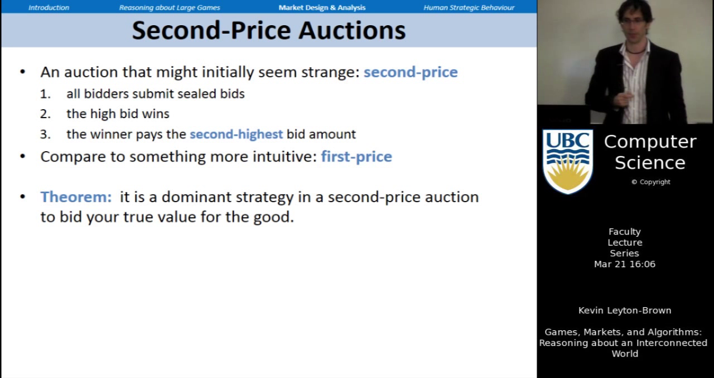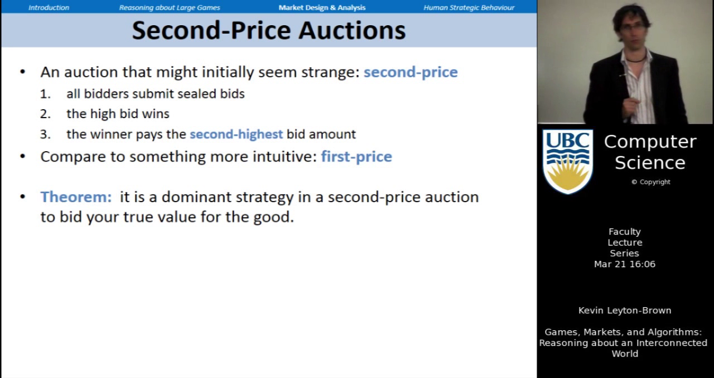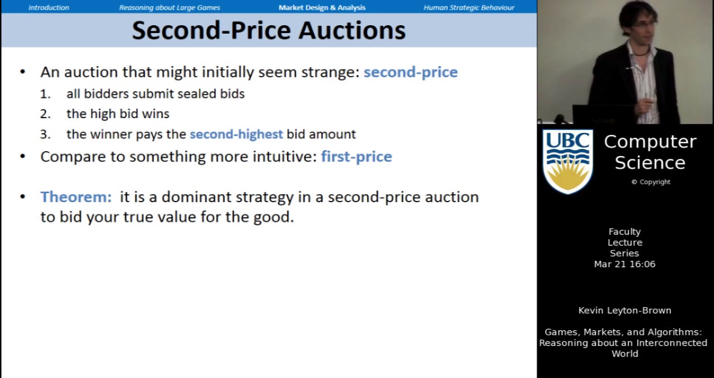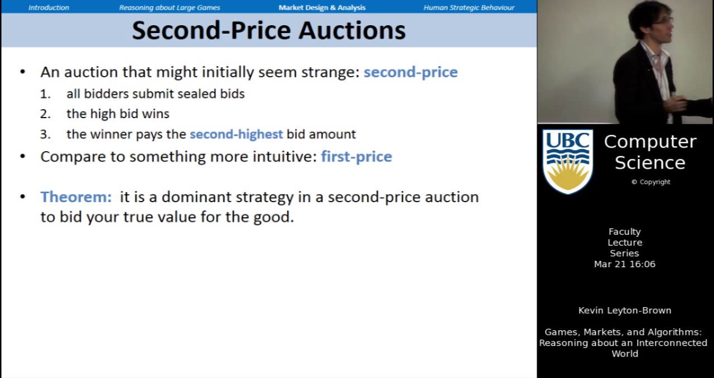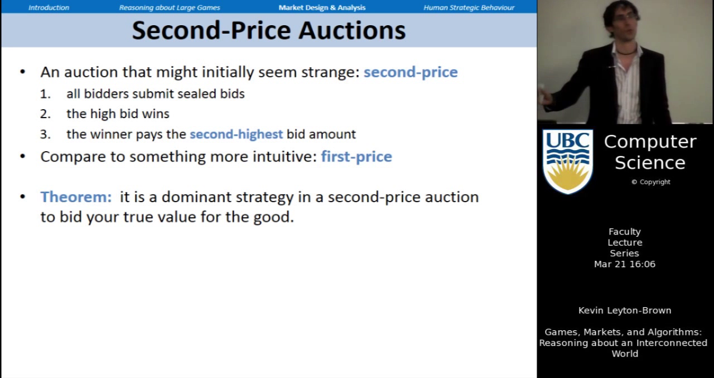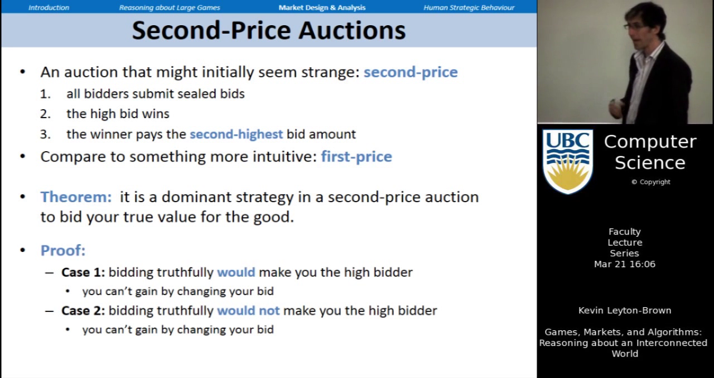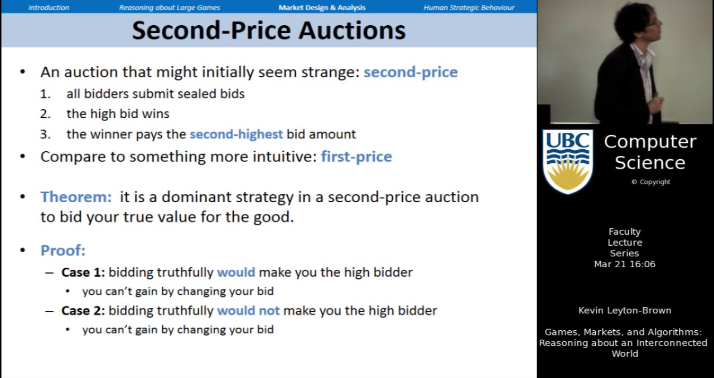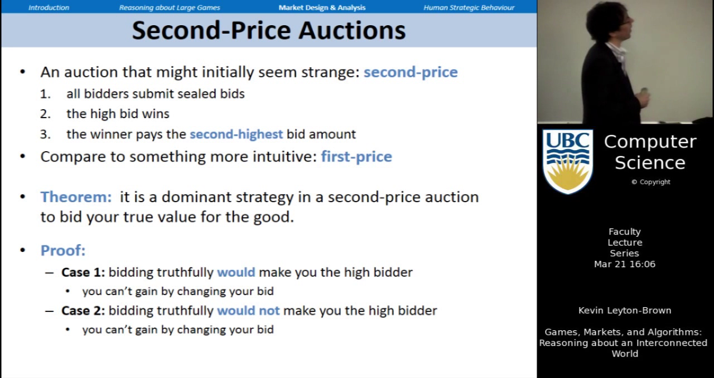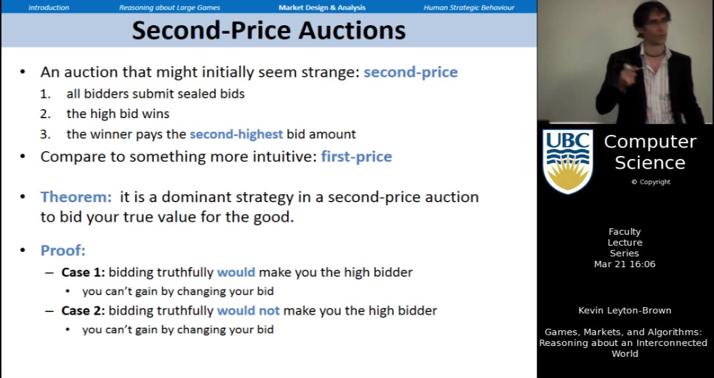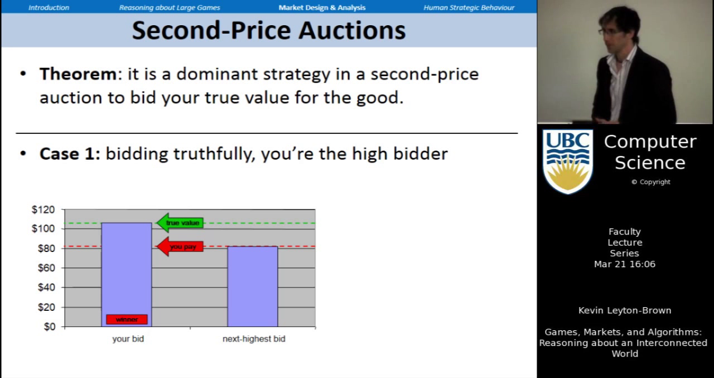And I want to claim to you that it's a dominant strategy. Remember dominant strategies. It's a dominant strategy in a second price auction to bid your true value for the good. And because it's a dominant strategy, that means you don't have to even think about what the other people do. Everybody else in the auction might be crazy. You still want to behave the same way. And I want to actually prove this to you, because it's kind of an elegant proof, and it's very simple. So first of all, I'll do a case analysis. I'll think about the case where you would be the high bidder if you bid truthfully, and the case where you wouldn't. So let's look at it here.